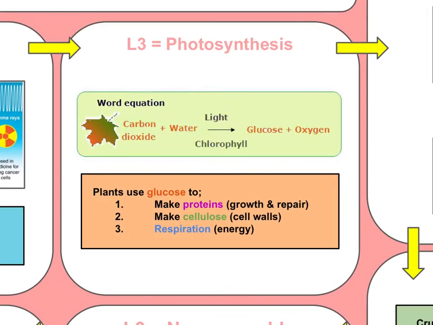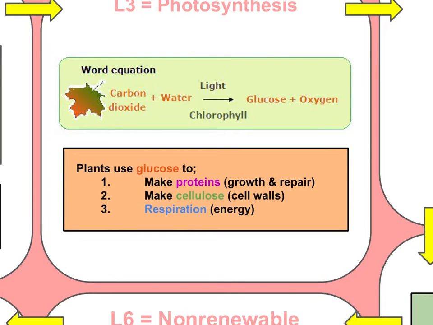Lesson 3 was on photosynthesis, and the big thing here was to remember the word equation. And it's the complete opposite to the word equation for respiration. Because respiration is glucose plus oxygen gives you carbon dioxide plus water. But in photosynthesis, carbon dioxide plus water gives you glucose plus oxygen. And that's the great thing about photosynthesis.